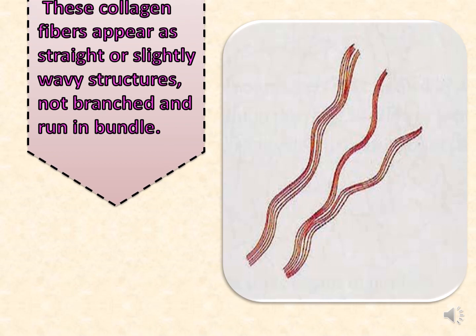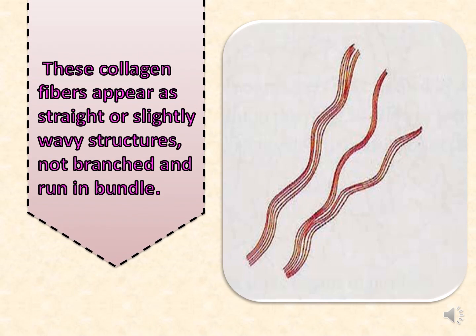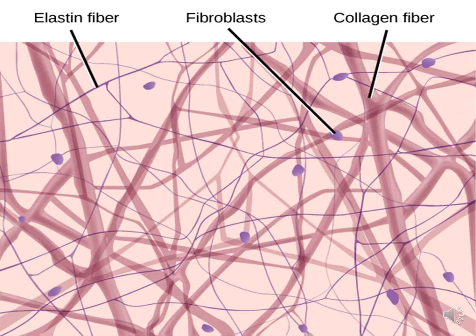What is the characteristic feature of collagen fibers? The collagen fibers appear as straight or slightly wavy, not branched, and usually run in bundles. As we notice in the picture, these collagen fibers are usually found in bundles. These bundles are not branched, and run straight or slightly wavy. Not branched, found in bundles. These are the collagen fibers.